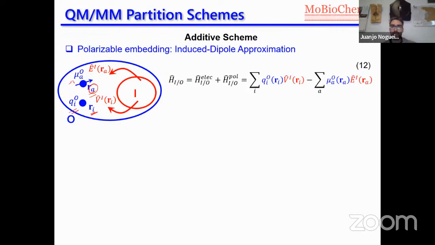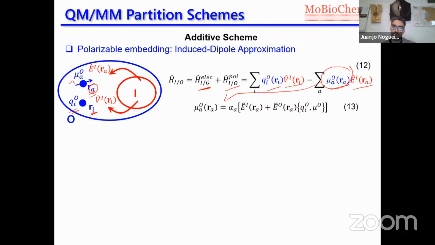Now, this is the interacting Hamiltonian. Remember, the electrostatic part is the interaction between charges in the classical region and the electrostatic potential of the inner region. The polarization part is the induced dipoles in the classical region and the electric field in the quantum mechanical region. Here, these induced dipoles are computed in the following way. We have the polarizability of the atom A, and this polarizability is a parameter of our force field, which was fitted like the other parameters. The induced dipole moment is the polarizability of the atom multiplied by the intensity of the electric field generated by the inner region plus the intensity of the electric field generated by the outer region.